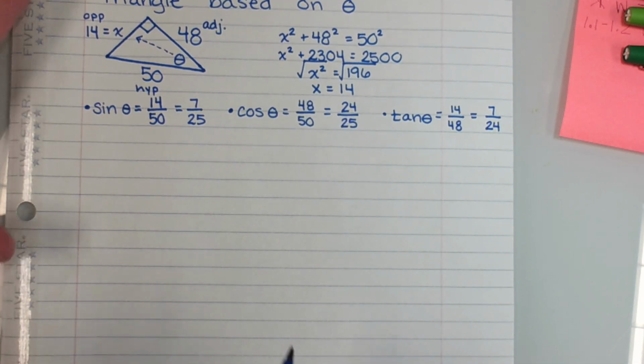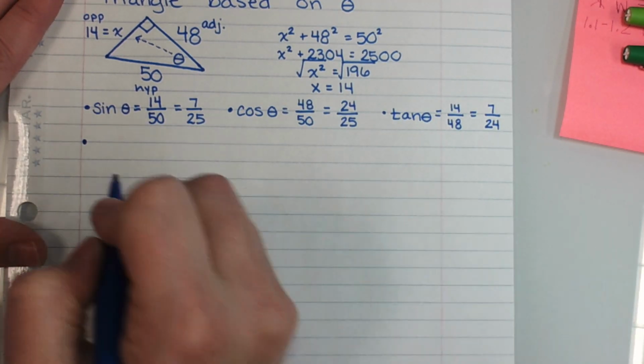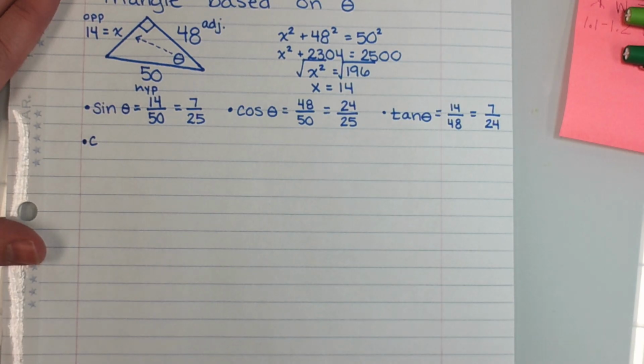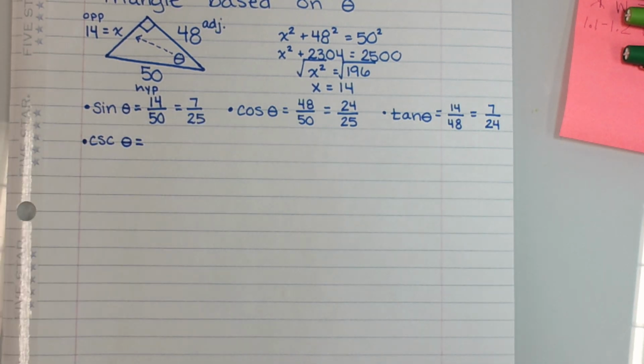Sine's reciprocal is, well, it doesn't have a co on it. It doesn't start with C, so I know it's one that has to start with C. It's one of my new ones. It is cosecant. Now you can go through and you can say, okay, cosecant is hypotenuse over opposite, and therefore I do 50 over 14, and then I simplify my fraction. Or we said it was the reciprocal of sine. We also said sine was 7/25. What's the reciprocal of 7/25? 25 sevenths.